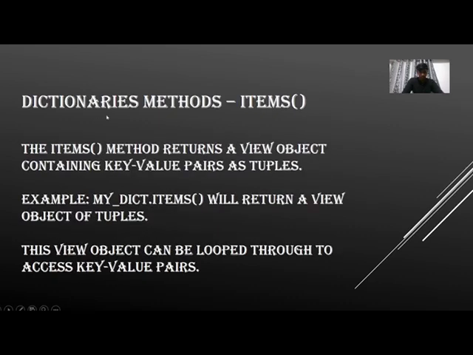Dictionary methods. Items. The items method returns a view object containing key-value pairs as tuples. Example, my_dict.items() will return a view object of each of the tuples. The tuples can be looped through to access the key-value pairs.